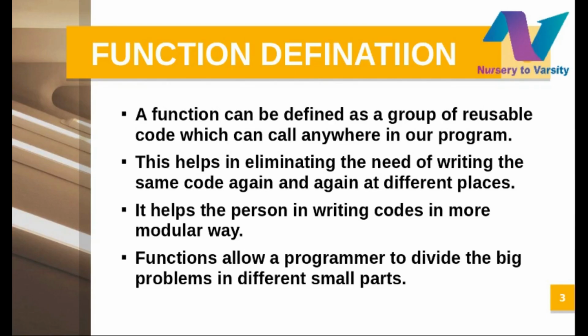So, a function can be defined as a group of reusable code which can be called anywhere in a program. The best method is to use a function. Why? Because you just write the lines of code somewhere and you can use them again in the whole program. Isn't it very good? Because it saves you a lot of time. That's the most important point. The second point is that it helps us eliminate the need of writing the same code again and again at different places. The third is it helps a person write code in a more modular way.